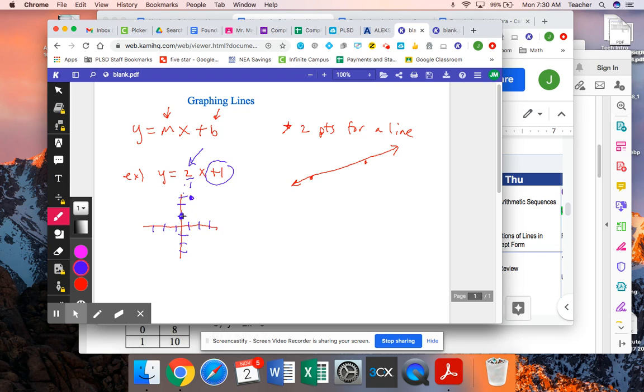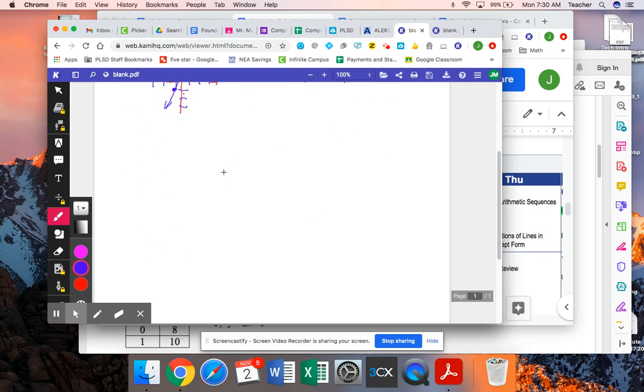Now, from this original point, I could also go, because this is 2 over 1, 2 over 1 is the same as negative 2 over negative 1. And this is what my slope is, right? 2 over 1 is equal to 2, and negative 2 over negative 1 is also equal to 2. So I could, from this y-intercept, go down 2 and to the left 1, and still be on the line. Now, my scale is a little bit off, but it should be a straight line. Draw my line. All right, so sketching lines in slope-intercept form is pretty straightforward.